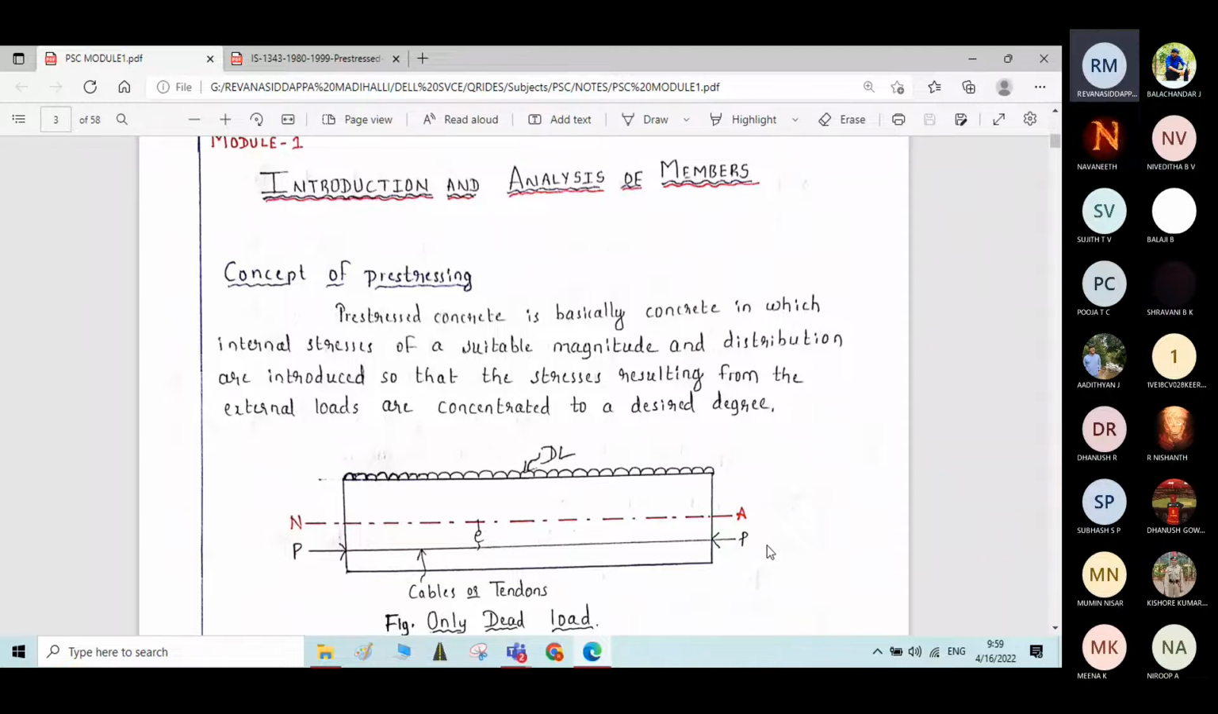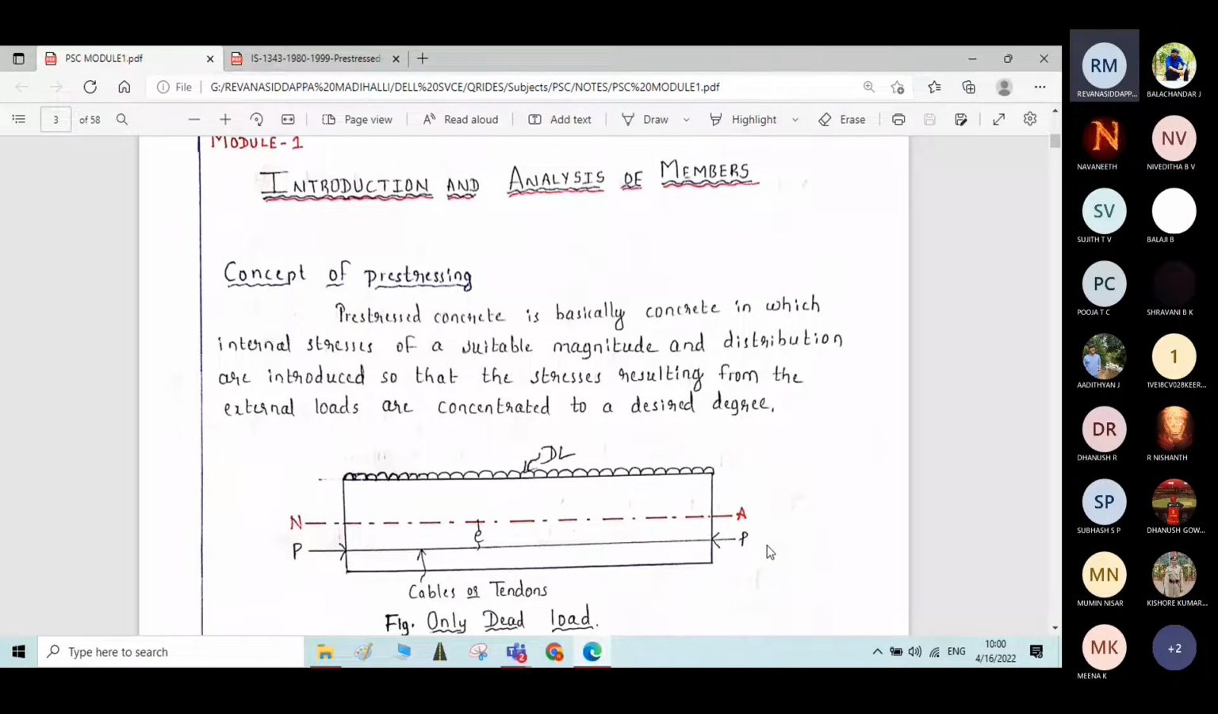If you thoroughly understand this particular subject, then you can learn design of prestressed concrete bridges through any available software. If you are ready with designing a prestressed concrete bridge, then there are a lot of opportunities in the industries. In most of the MNCs, a lot of opportunities are there. To design a PSC bridge, you must understand the basics of prestressed concrete.